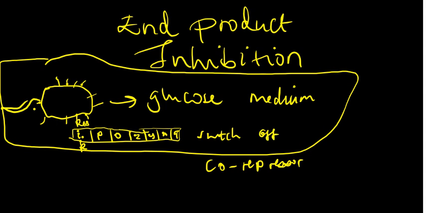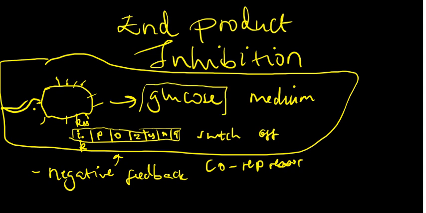So this is a case of the end product inhibition or repression. It is referred to as a negative feedback. Why is it referred to that? It's because our end product, which is the glucose that we actually want for energy, is being used to prevent the process, or rather to switch off this process.